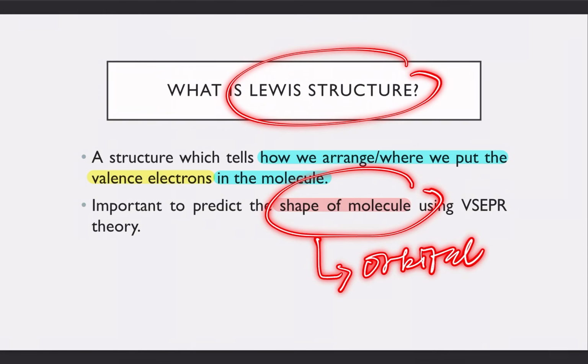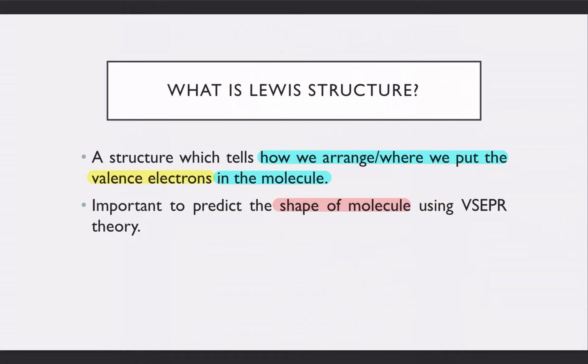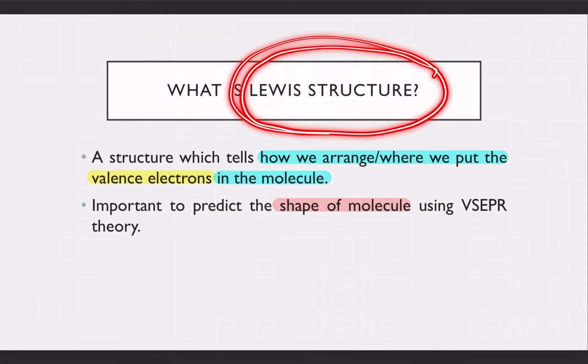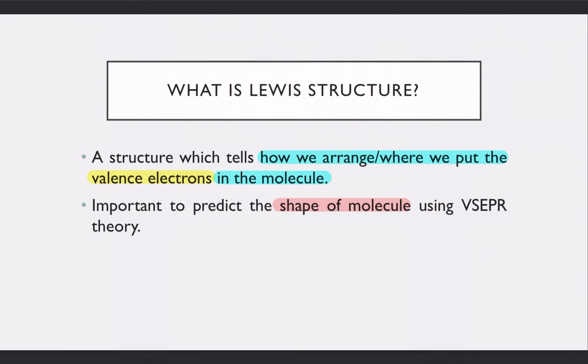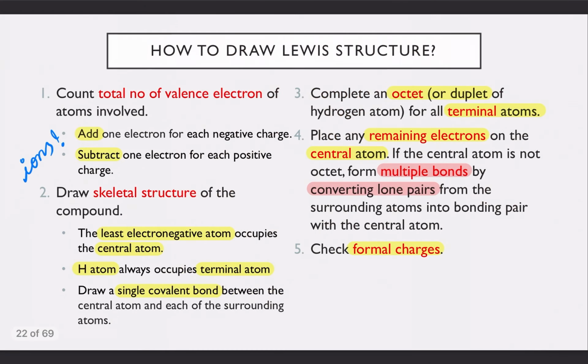They are very correlated to each other. So if you get the Lewis structure wrong, you will get the others wrong. So this is very important, alright? This is a very basic foundation that you need to be strong in. Okay, so let's look at the steps on how to draw our Lewis structure.